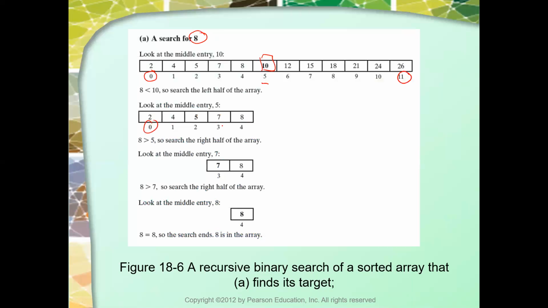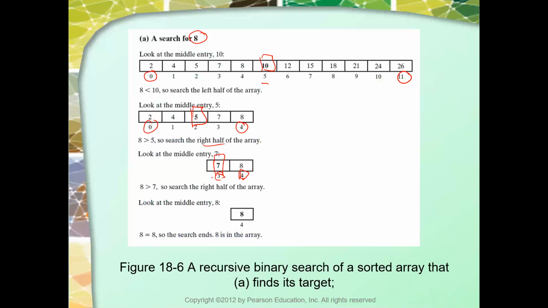And the midpoint of that is going to be 2, right? So we look at the 5. But 5 is too small. So 8 is bigger than 5, so we have to search the right half of the array. So we're going to search from 3 to 4. And the midpoint of that, 3 plus 4 divided by 2, is going to be 3.